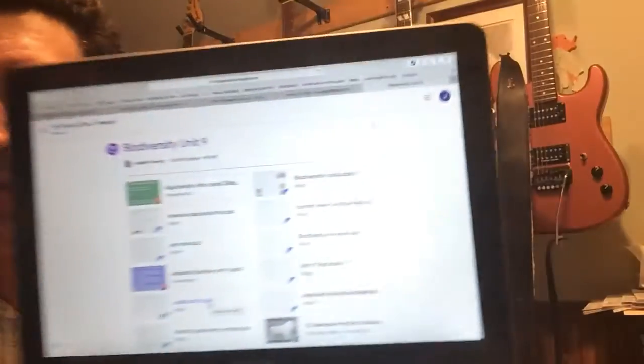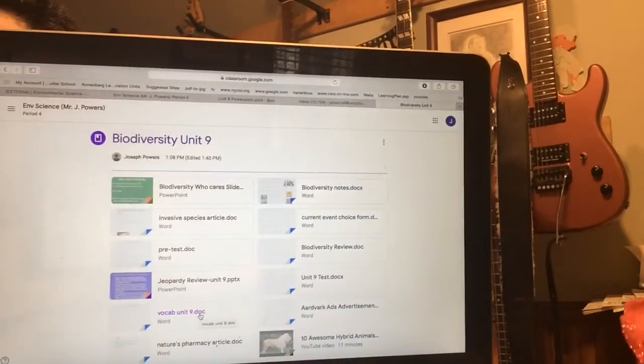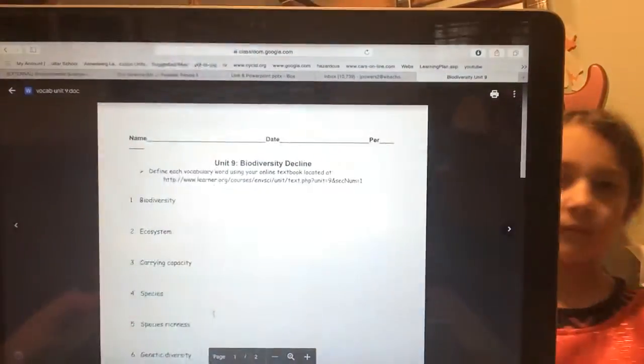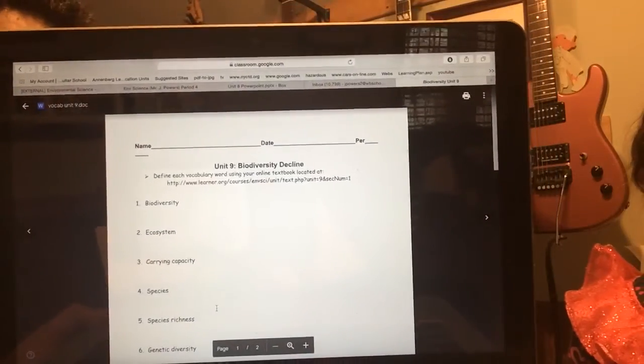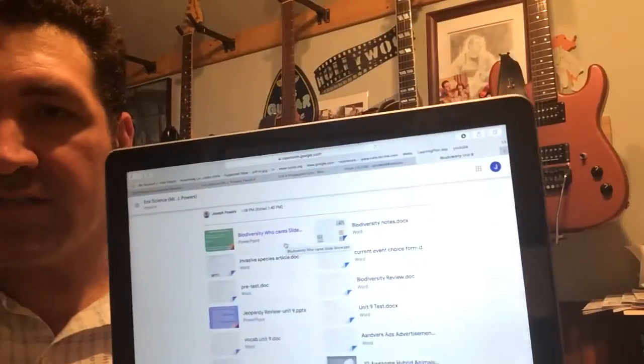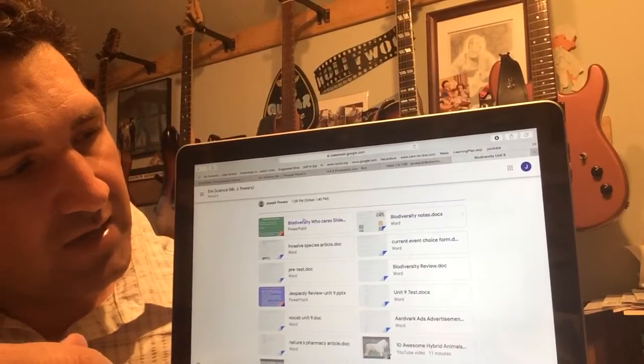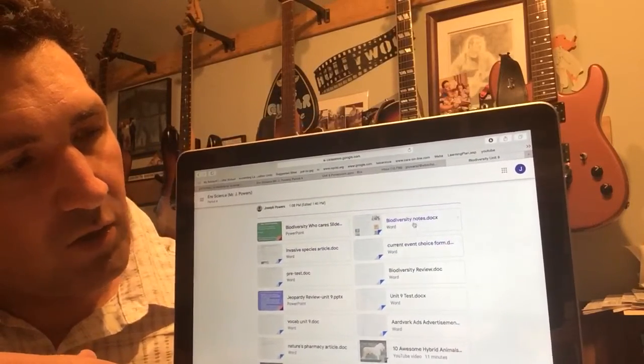Now, what I would do first is I would probably start with the vocabulary. That's easy. You could just look that all up online. It's kind of like biology terms. I can just show you what it looks like real quick. See? It's just ecosystems, biodiversity, carrying capacity. These are all words that you guys know from bio, and they're pretty easy. You can look them up online. Once you do that, you're going to do your notes. So see this right here, biodiversity? That's the PowerPoint slide, and these are the notes that go along with it right there.